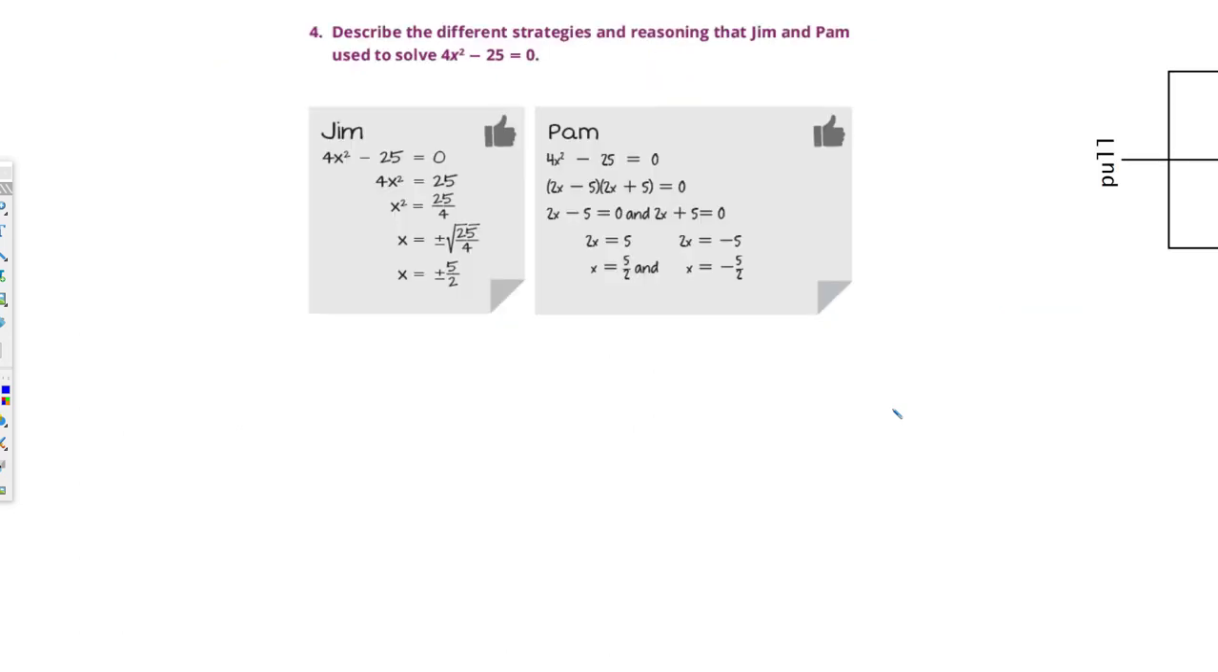I want you to look at question 4, and this is homework. I want you to look through it and see what their different strategies are and how they go through solving them.